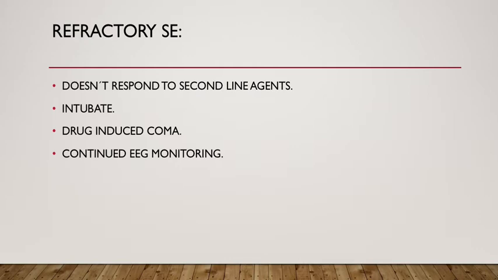And what about refractory status epilepticus? If the patient doesn't respond to any of the previous treatments, including the second line treatments, this is considered refractory status epilepticus, and refractory status epilepticus is treated with drug induced coma, and we have to intubate the patient. And in these patients, it is important to continue with electroencephalogram monitoring, because we might not know if he is still seizing or not since he is sedated. So we want to see if he has a non-convulsive status epilepticus.